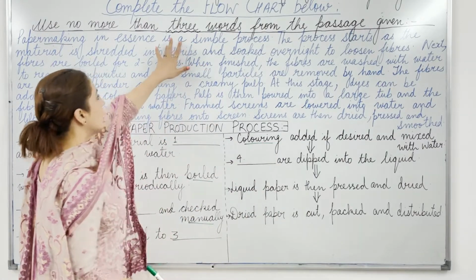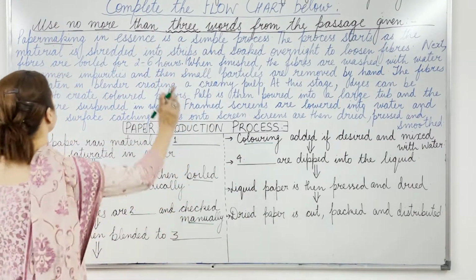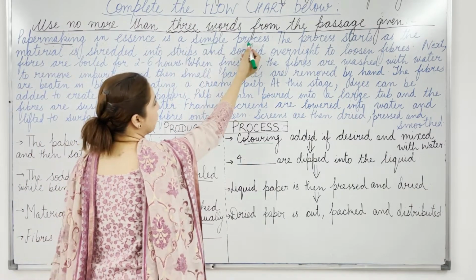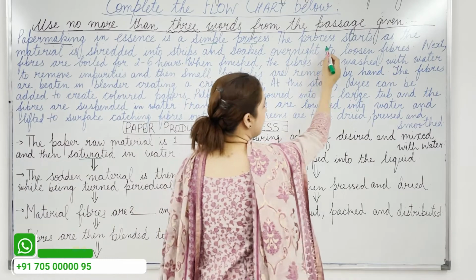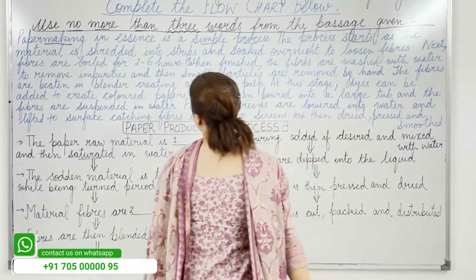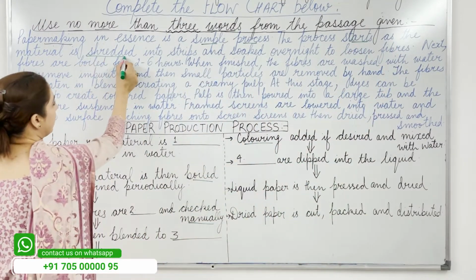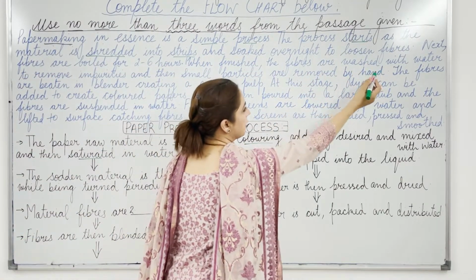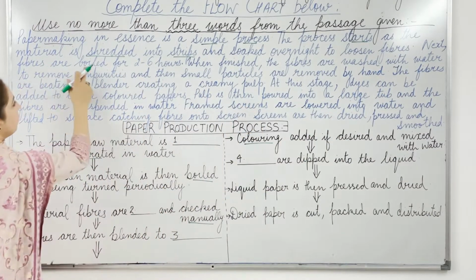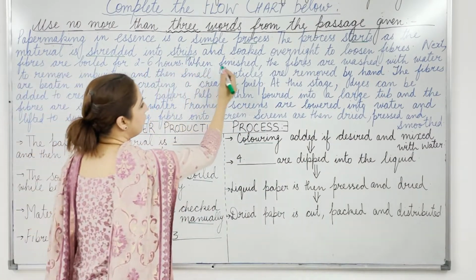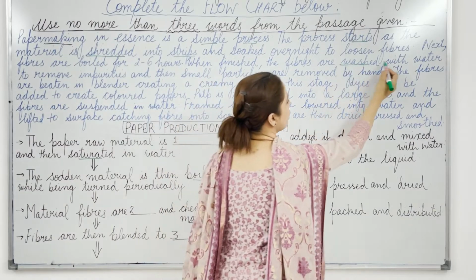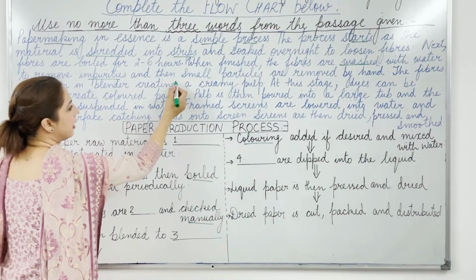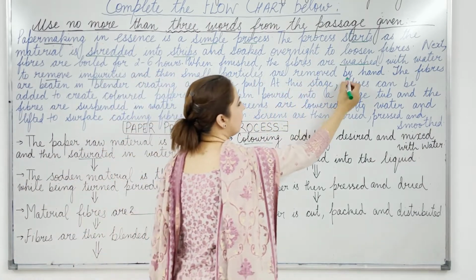Now shift to the lines, statements. Paper making in essence is a simple process. The process starts as the material is shredded into strips and soaked overnight to loosen fibers. Next, fibers are boiled for 2 to 6 hours. When finished, the fibers are washed with water to remove impurities, and then small particles are removed by hand.